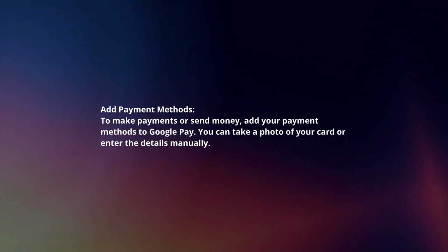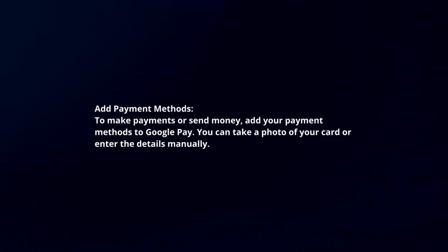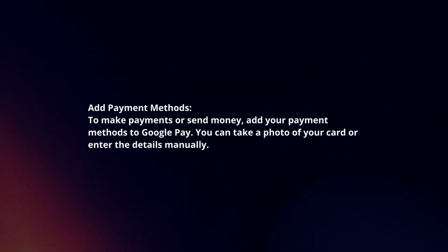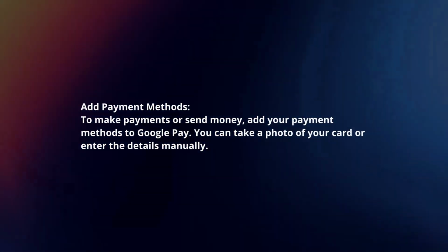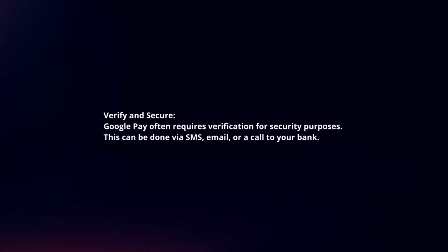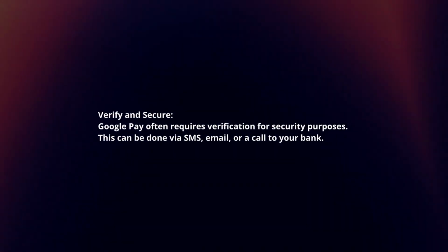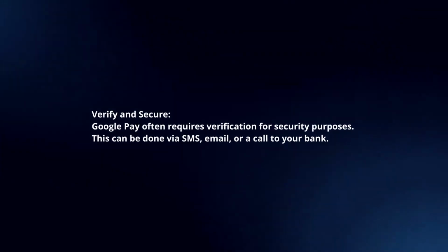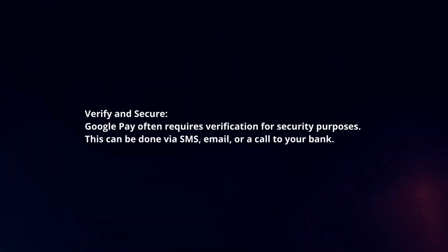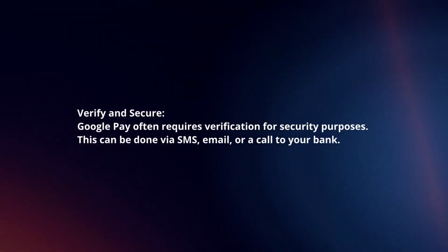Add payment methods. To make payments or send money, add your payment methods to Google Pay. You can take a photo of your card or enter the details manually. Verify and secure. Google Pay often requires verification for security purposes. This can be done via SMS, email, or a call to your bank.